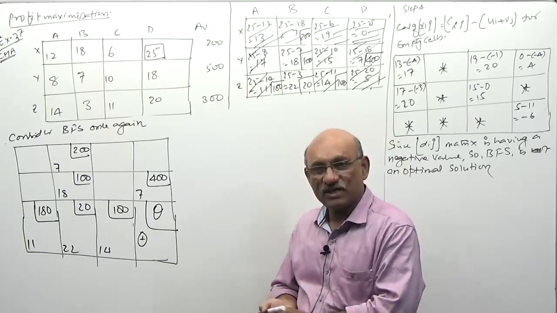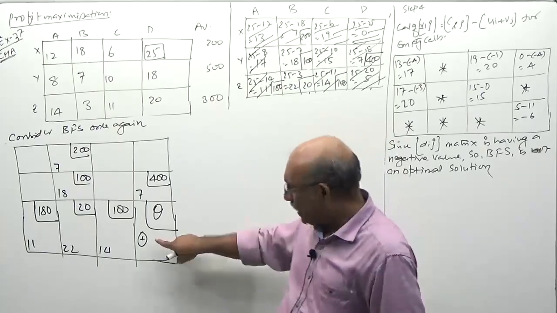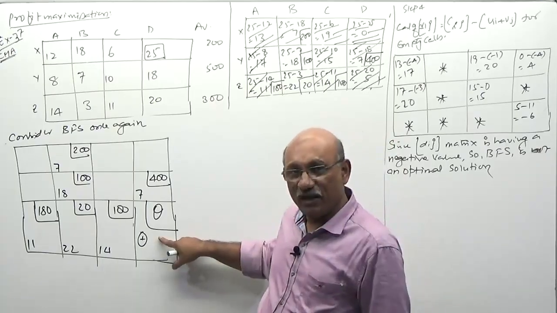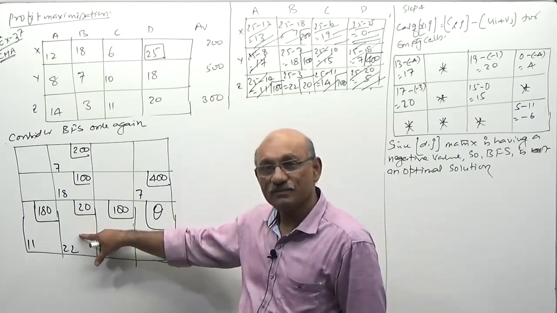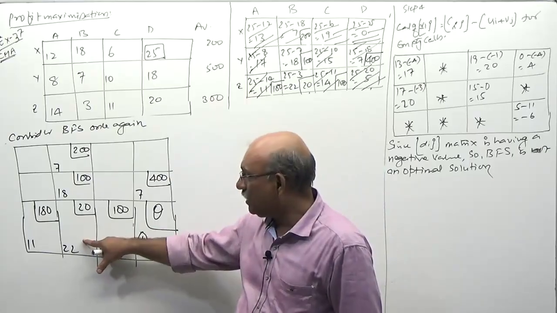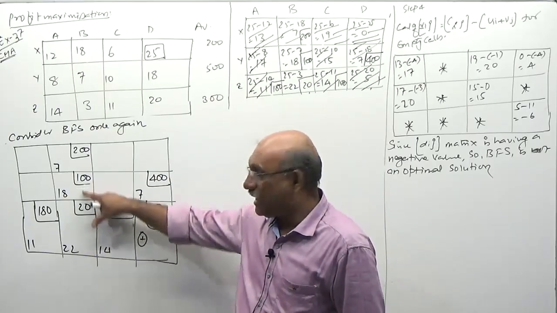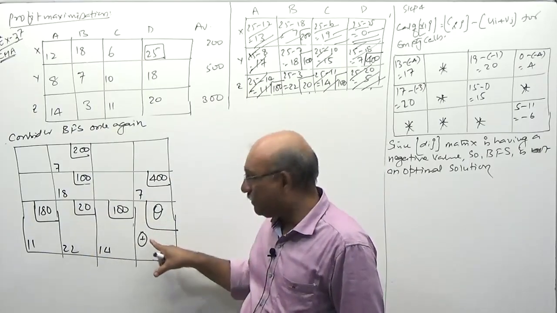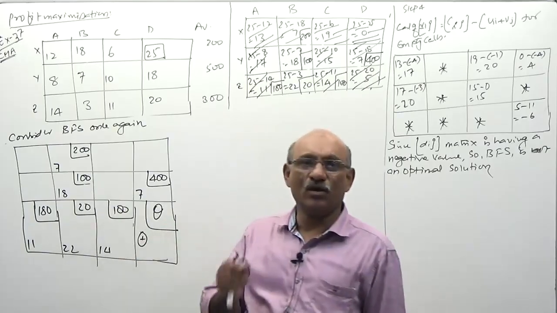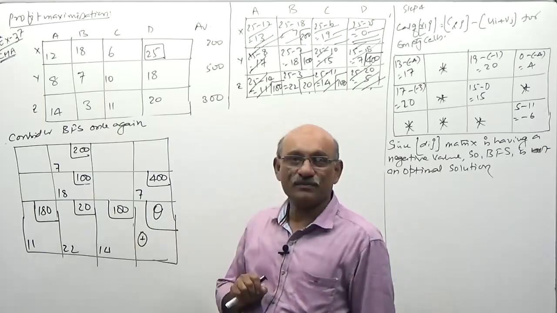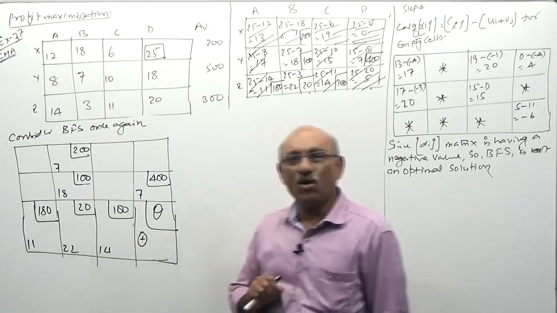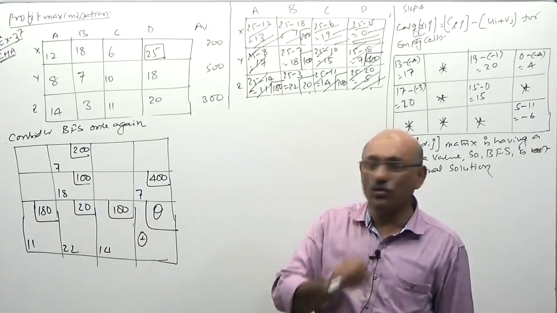How can I adjust, sir? Starting from this cell where theta is placed, move horizontally or vertically from one occupied cell to another occupied cell and try to reach the initial place. This is called tracing a closed loop.